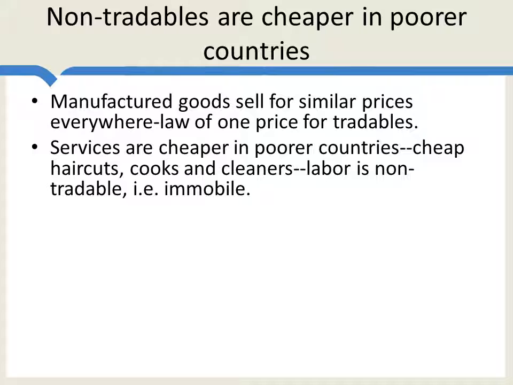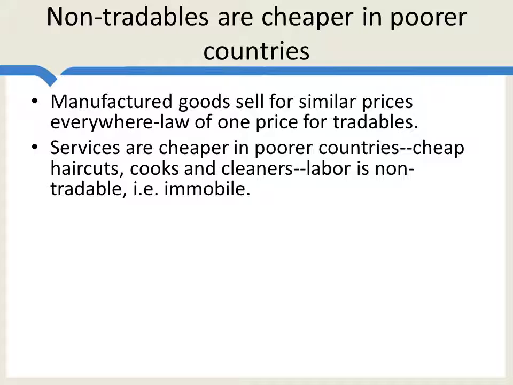Manufactured goods tend to sell for similar prices everywhere. This is the law of one price for tradables. So for example, if you want to buy an iPad, it's going to cost you about $500 whether you buy it in the United States, whether you buy it in France after you've converted the currency, whether you buy it in China, even if you buy it in Outer Mongolia, it's still going to cost you, when all is said and done, about $500. And the reason for this is, imagine that iPads were selling for $300 in Outer Mongolia.